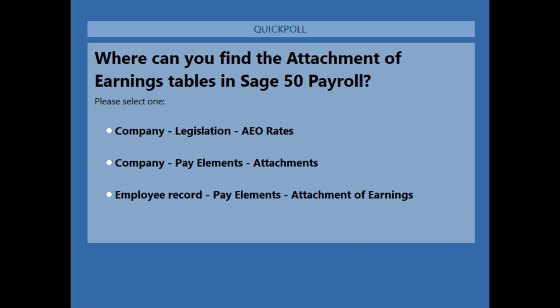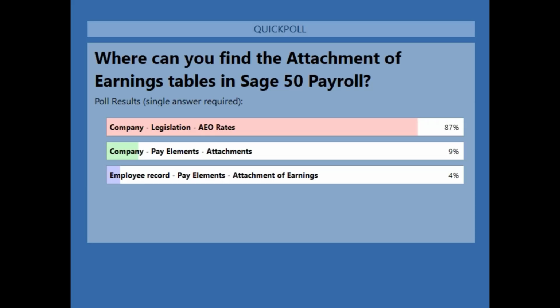Looks like most of you have got that right so far, but we'll leave that open for about a minute or so. So where can you find the attachment of earnings tables in Sage 50 Payroll? Great, I'll just give that a couple more seconds and then I'll close that down and reveal the correct answer. Fab, so I'm just sharing that to you now.